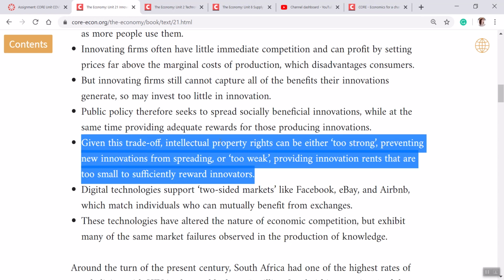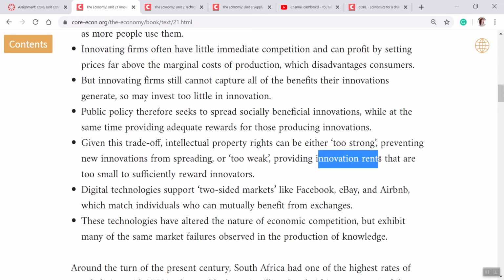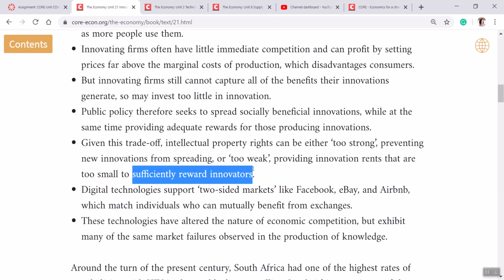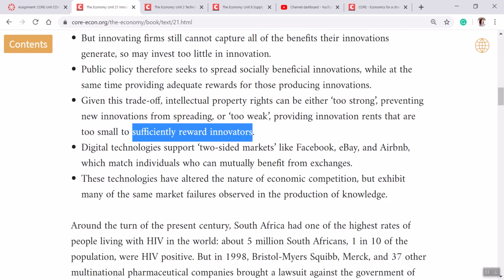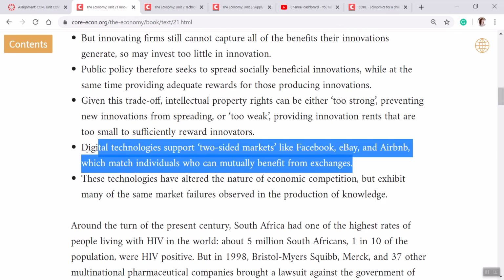So we have to make sure that there's enough innovation rents, right? Innovation rents is enough return on investment to sufficiently reward the innovators, right? To make the businesses want to go out there, take that extra step, and invest, for example, into creating a coronavirus cure, okay?